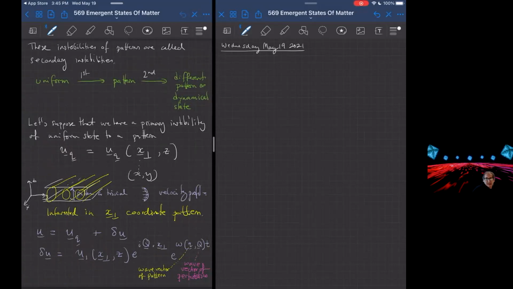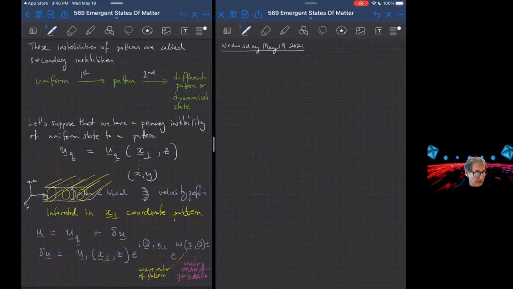So let me just set my timer here. So we're going to now look at what happens when we go into the nonlinear regime. So let's do this. Let's do that. All right. So let's get started then.